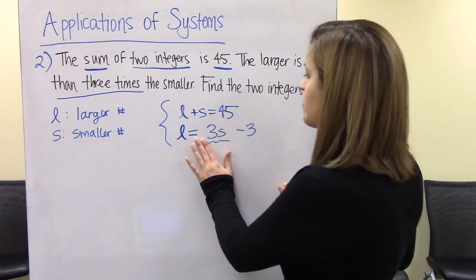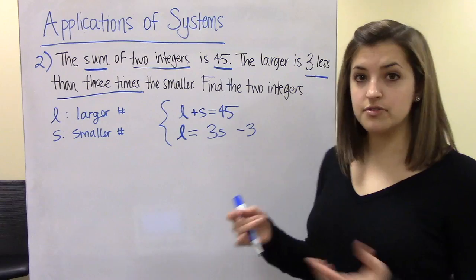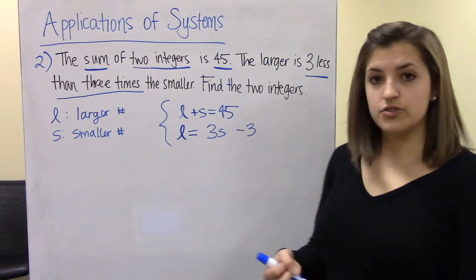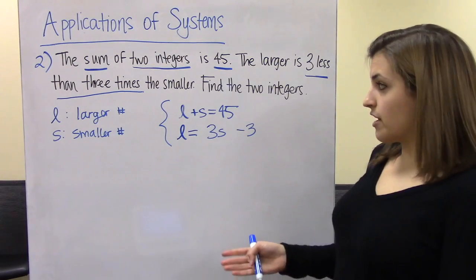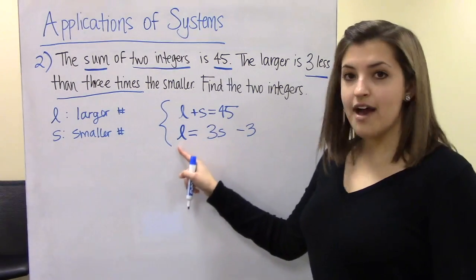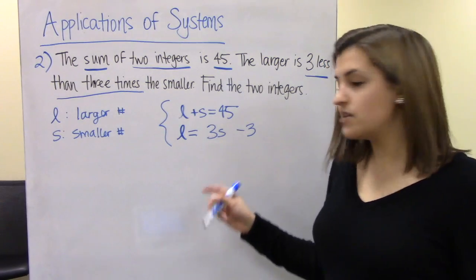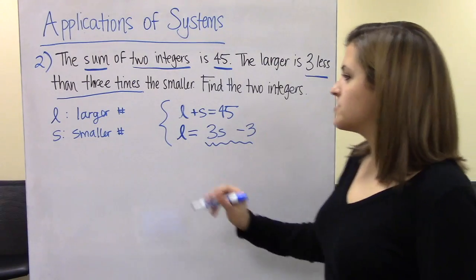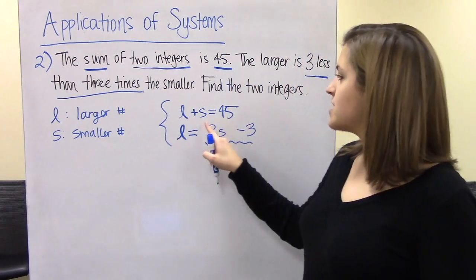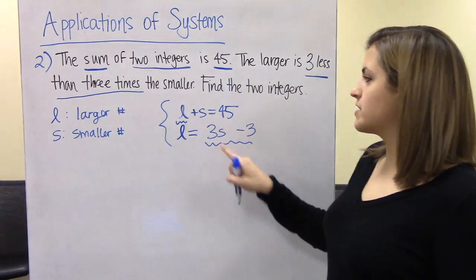Okay, so now I can solve my system of equations, and I have a choice here. I can either use graphing, or I can use substitution or elimination. Now, I might use substitution here because I see that I already have L equals something. So anytime I see an L in the other equation, I can just plug this in. So let's do that. Let's take the first equation. So I'm going to have L plus S equals 45. But every time I see an L, I'm going to plug this in.